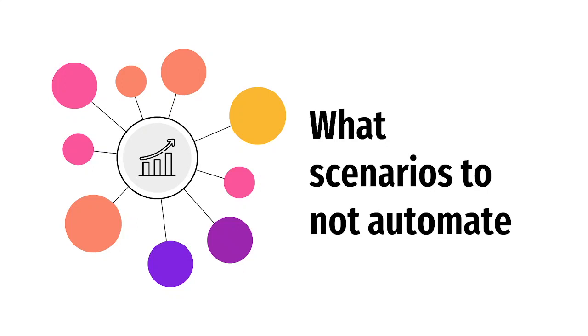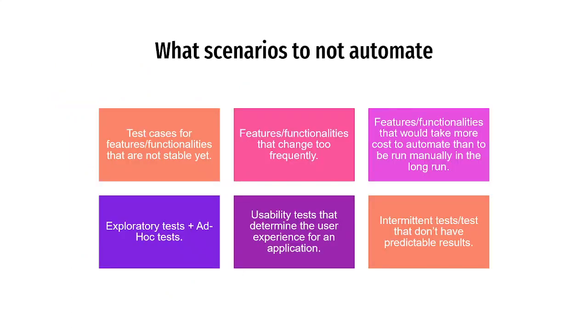Next is what scenarios to not automate. Test cases for feature functionality that are not stable yet. Suppose there is iterative development going on. There would be phased development where a feature is broken into several tasks, and in each sprint, some tasks will be picked up and then delivered.